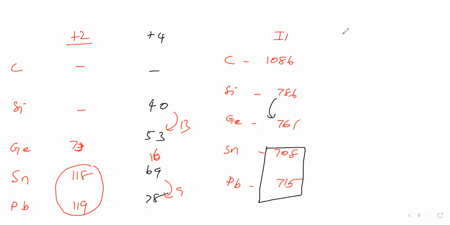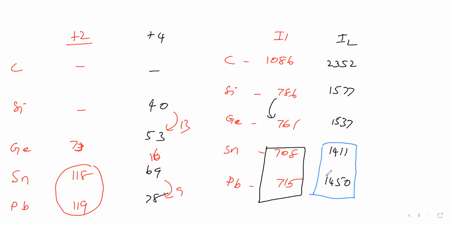Okay. Then we will take second ionization energy. Second ionization energy for carbon is 2352, silicon 1577, germanium 1537, tin 1411, lead 1450. It is the second ionization energy. Second ionization energy goes on decreasing. Exceptional is tin to lead, increasing because of 4f14 in lead, and silicon to germanium decrease is less because in germanium 3d10 is the reason.